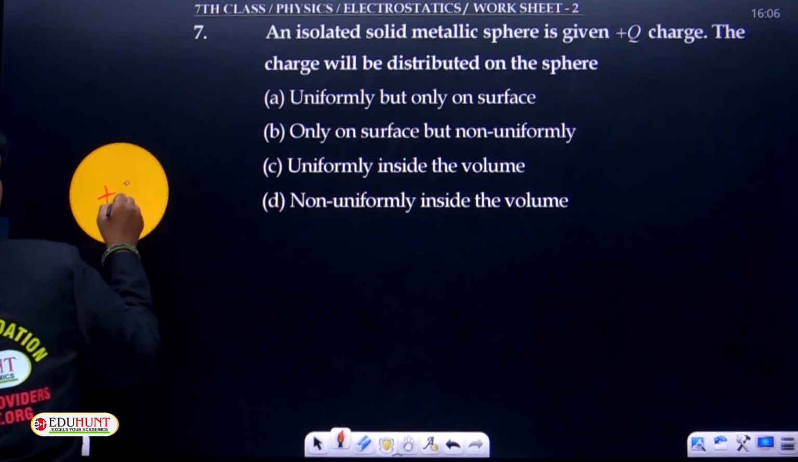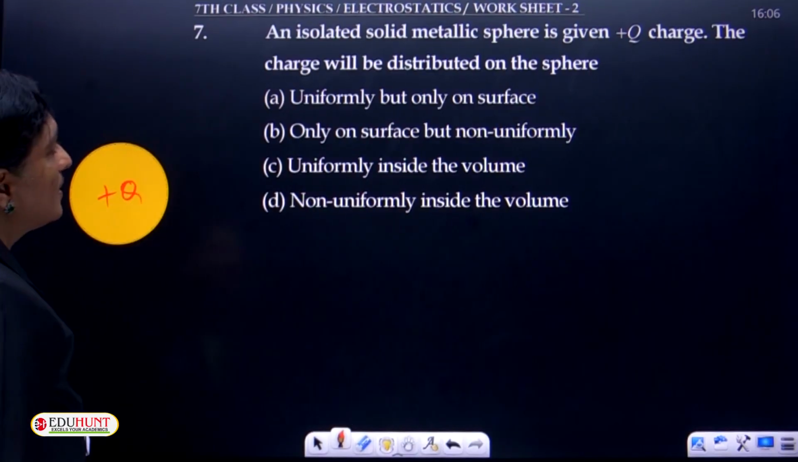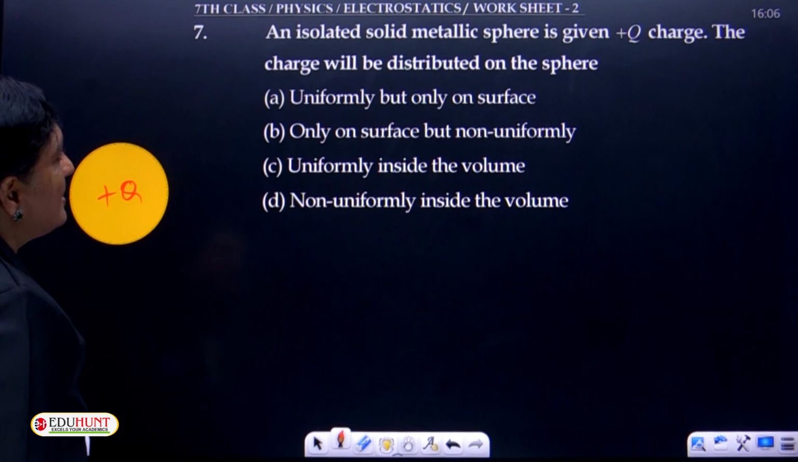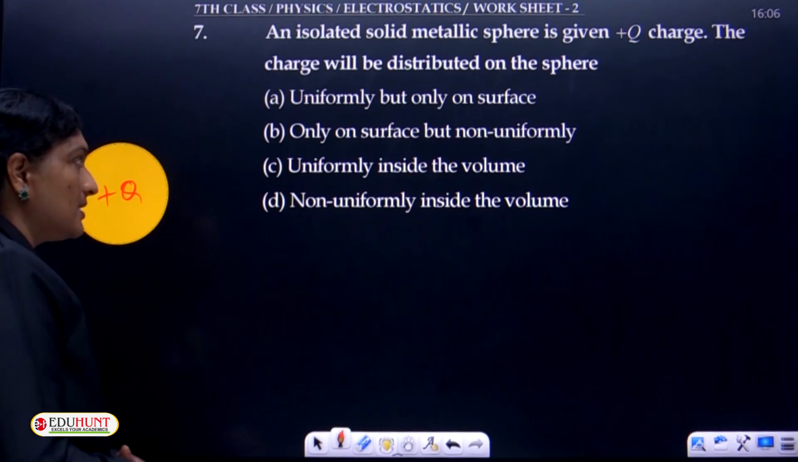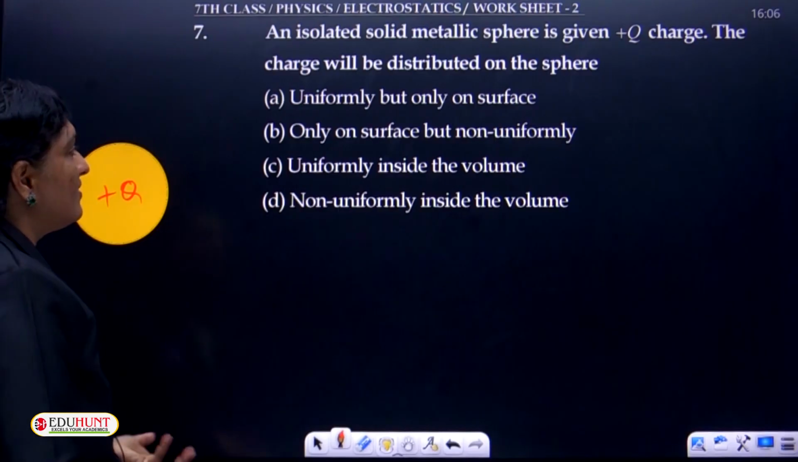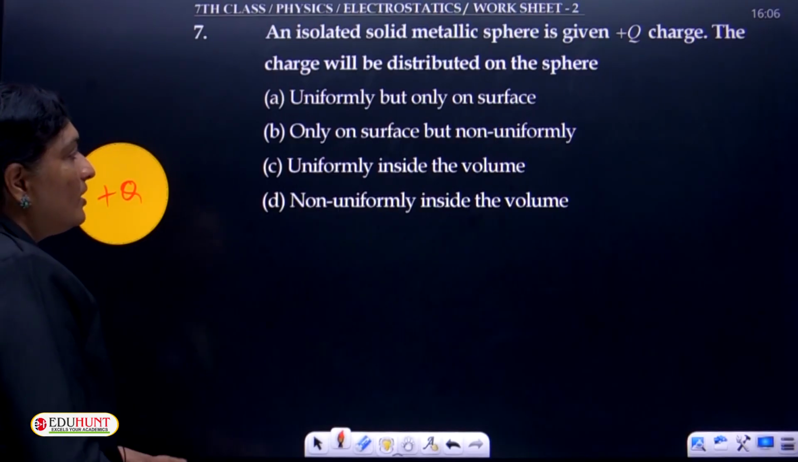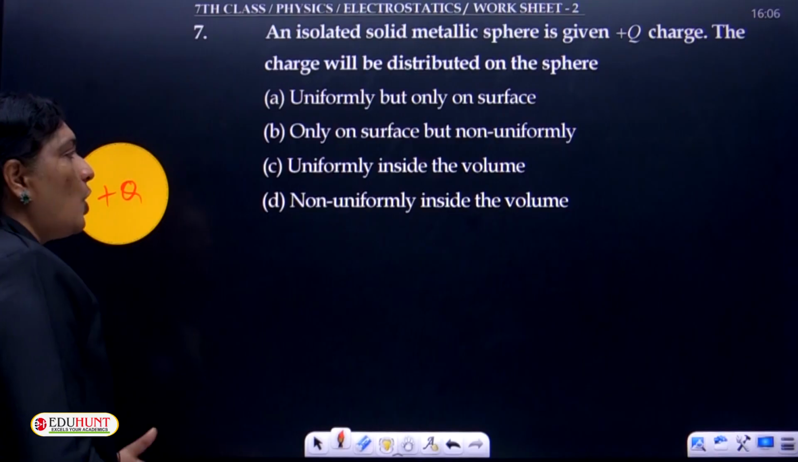Okay, some positive charge Q is given. Will the charge be distributed on the sphere uniformly but only on the surface, only on the surface but non-uniformly, uniformly inside the volume, or non-uniformly inside the volume?